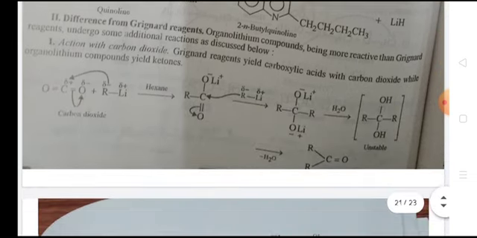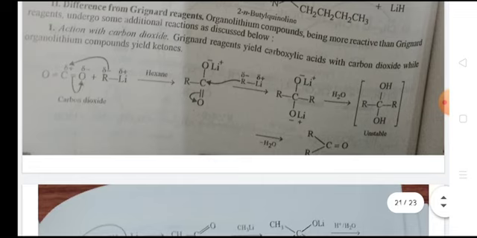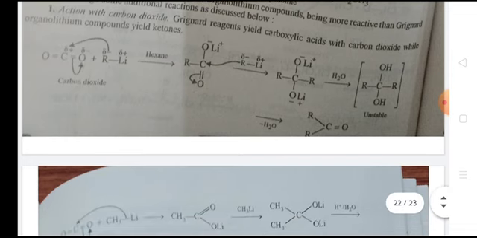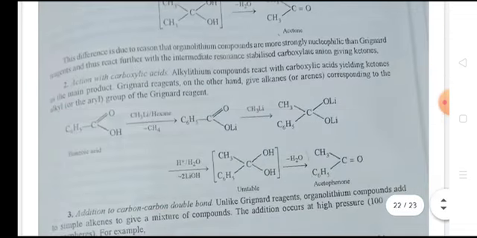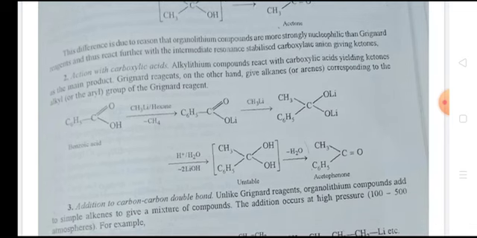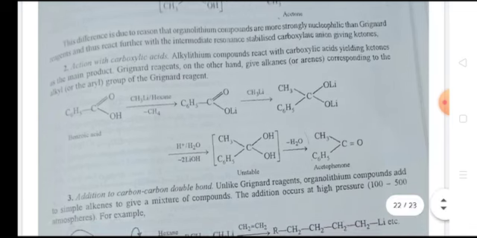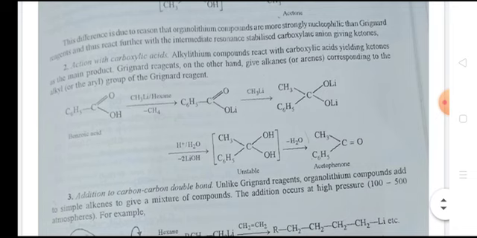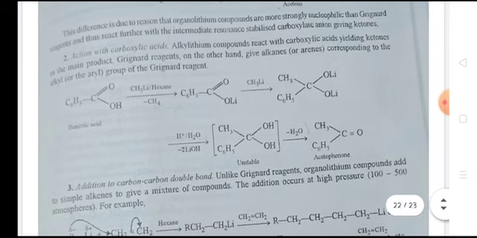Second, differences from Grignard reagents. Organolithium compounds, being more reactive than Grignard reagents, undergo some additional reactions, discussed below. First, action with carbon dioxide. Grignard reagents yield carboxylic acid with carbon dioxide, while organolithium compounds yield ketones. The difference is due to organolithium compounds being more strongly nucleophilic than Grignard reagents, and thus reacting further with the intermediate resonance stabilized carboxylate ion, giving ketones.